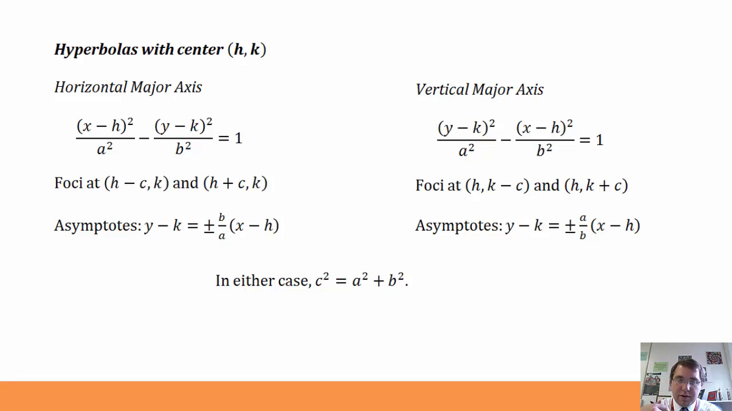If we have a vertical major axis, the y term is positive with a squared underneath that, minus the x term, which is negative, with b squared underneath that. So the a is always underneath the positive term, the b is always underneath the negative term. The foci this time are a distance of c vertically away from the center, so add it to k and subtract it from k. And there's the equation of the asymptotes. The only difference is that the slope is the reciprocal. In either case, c squared equals a squared plus b squared. That's our situation for a hyperbola. Notice that's a little bit different than for an ellipse.